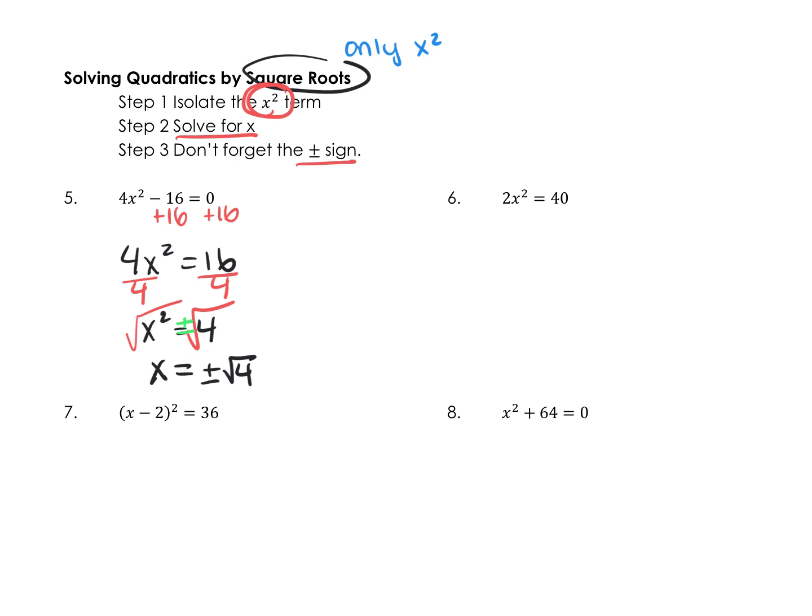We're not done. I'm just letting people catch up. What's the square root of 4? 2. So this is going to be x is equal to plus or minus 2.